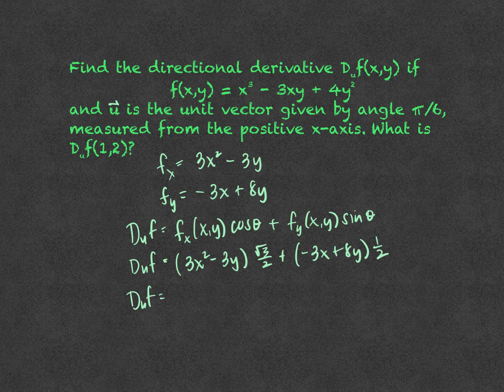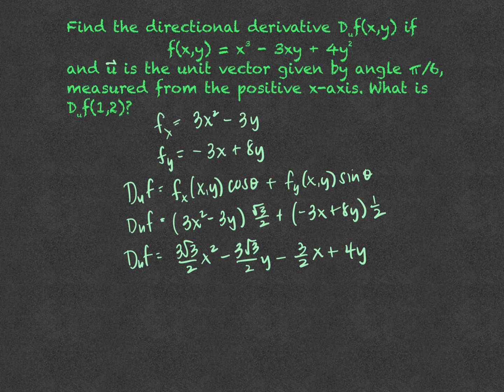Now, you can factor out the 1/2 or you can just distribute. So we have 3 square root of 3 over 2 x squared minus 3 square root of 3 over 2 times y, minus 3/2 x plus 8 times 1/2 is 4y. So that's our directional derivative of this function, and then we could find it at any point.